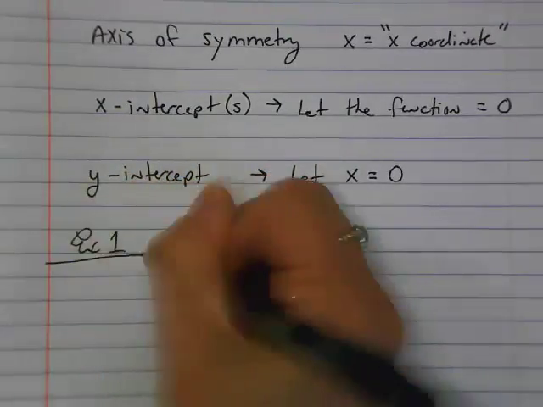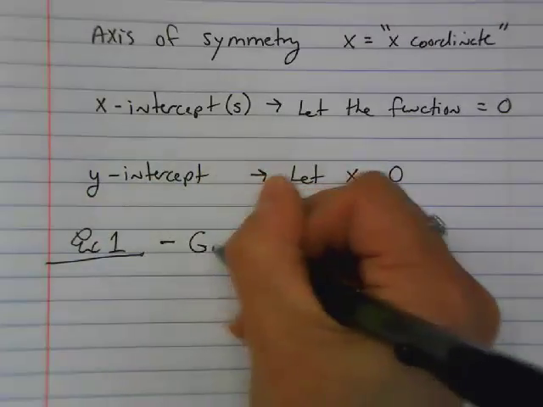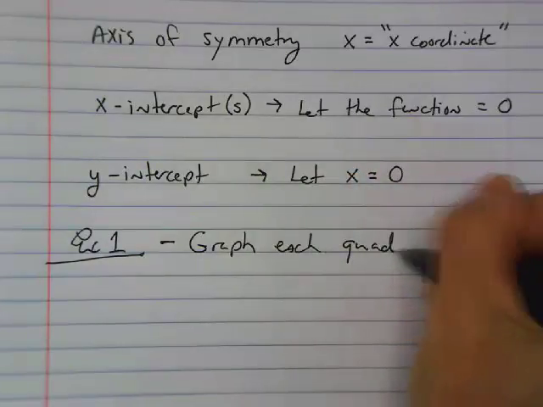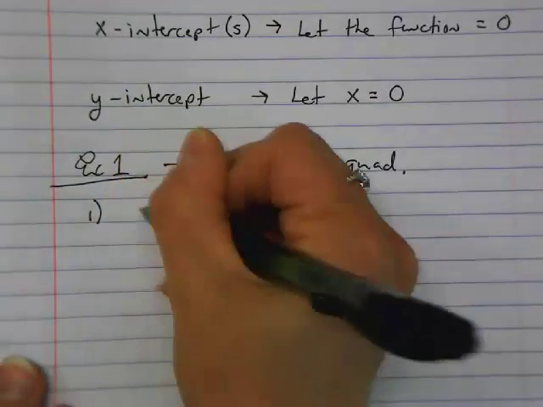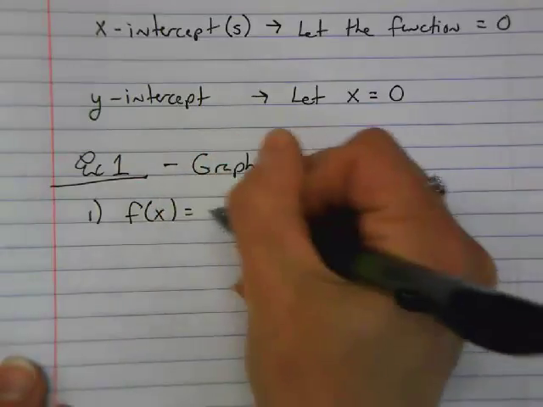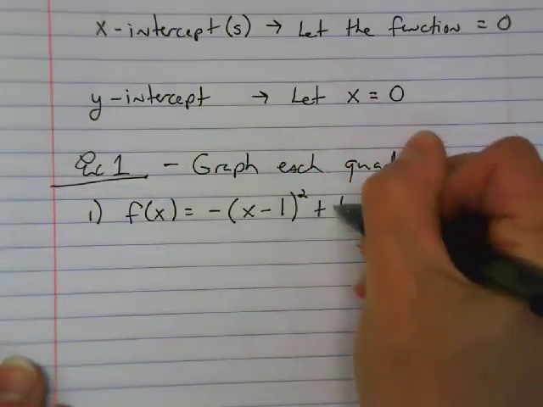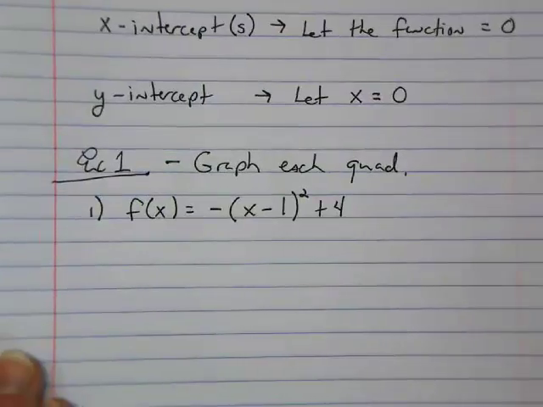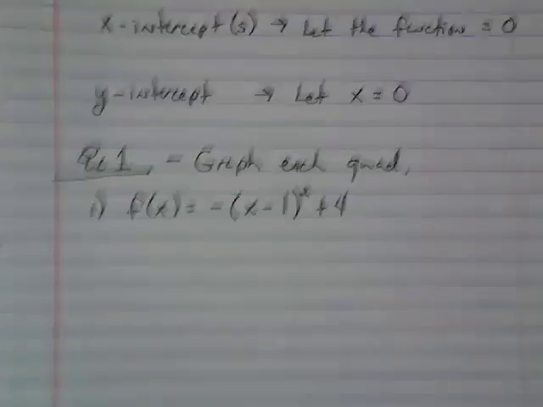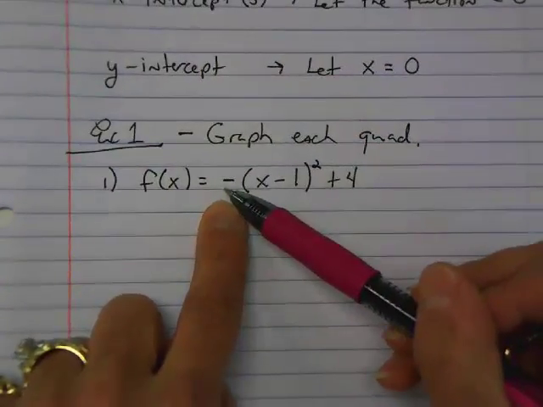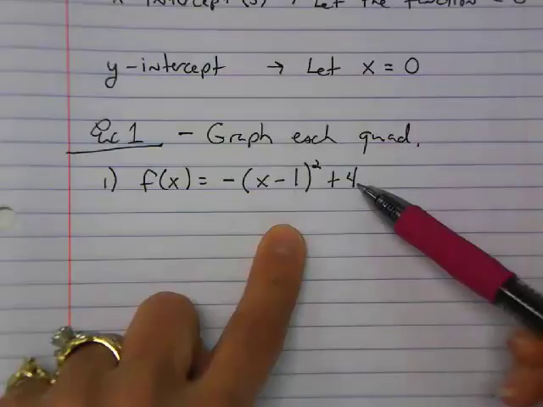So let's see how this is going to work. We're going to start off nice and simple. It's going to say graph each quadratic. And I'm going to ask you for all those pieces parts. Okay, so we're going to start off with f of x is equal to negative x minus 1 squared plus 4. Now, if we were to use our shifting rules, so think back for a minute. We're not going to. I'm going to walk you through it a different way. But you know the parent function is x squared. This flips it over the x-axis, moves it to the right 1, and then up 4.